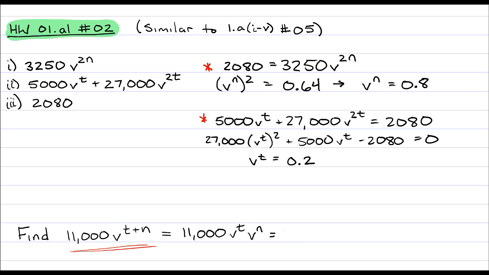And so I can write this as 11,000, let's see, v to the t is 0.2 and v to the n is 0.8. So if I multiply all this together, I get 1760. Okay, so like I was saying, we were able to solve this problem without actually ever figuring out what v, t, or n were.